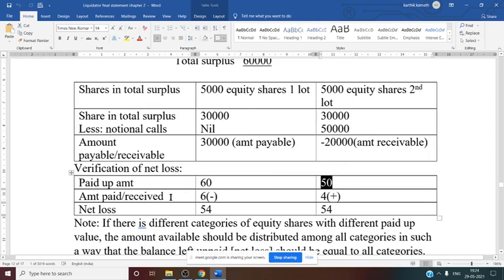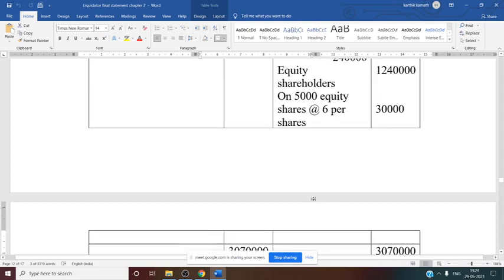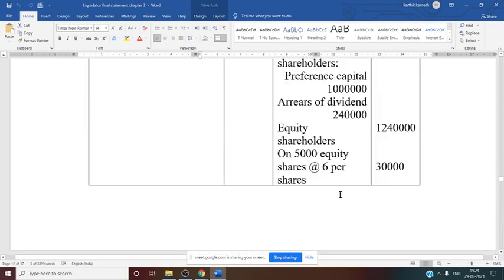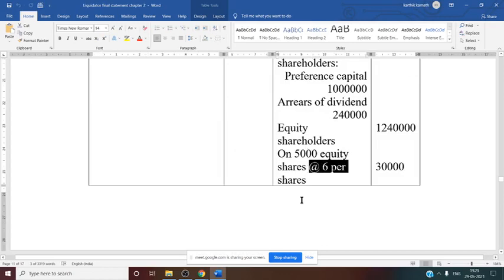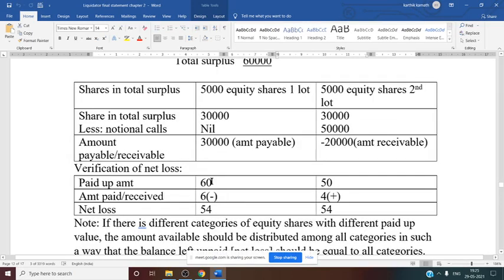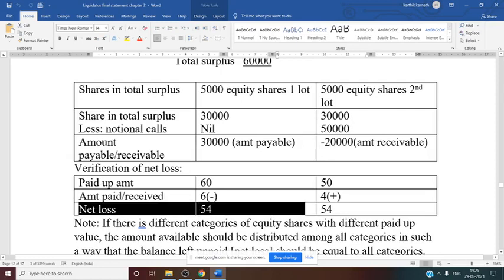Now next very important thing, amount paid / amount received. If there is any amount paid, you can write that. If there is an amount received, that also you can write. So now for amount paid, here we have written minus 6. Why minus 6? Now the liquidator is going to pay the amount to the shareholders, 30,000 rupees, and with the help of 5,000 shares we came to know that the payment is 6 rupees per share. 30,000 divided by 5,000, 6 rupees. So now this 6 rupees you have to deduct here. Verification: 60 minus 6. So you will get a net loss of 54 rupees.